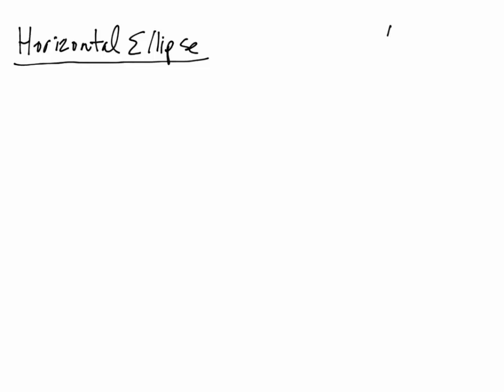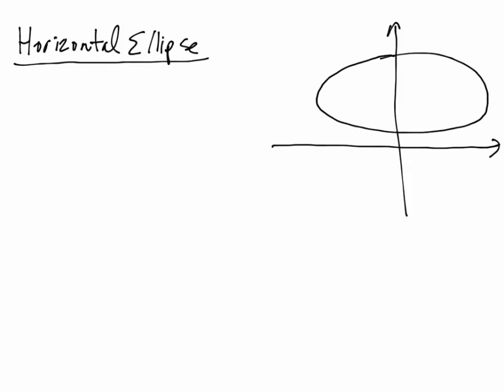The first type of ellipse we'll discuss is a horizontal ellipse. A horizontal ellipse has a major axis that is horizontal. So we'll have a center here at (h, k). And we have two focal points, let's call them F1 and F2. And then we'll have two vertices, let's call those V1 and V2.